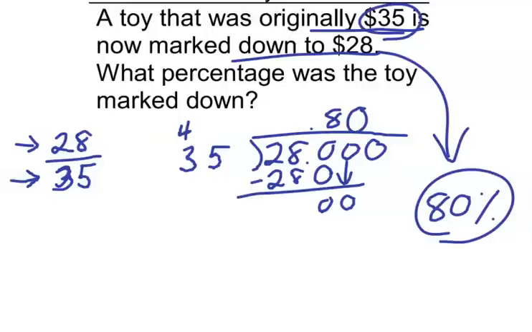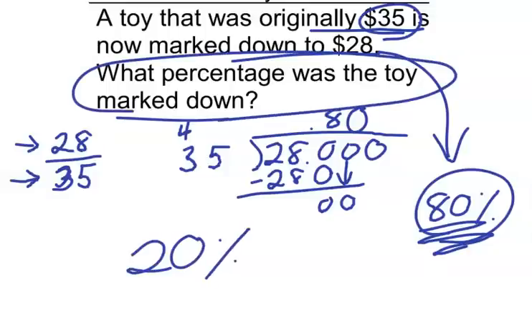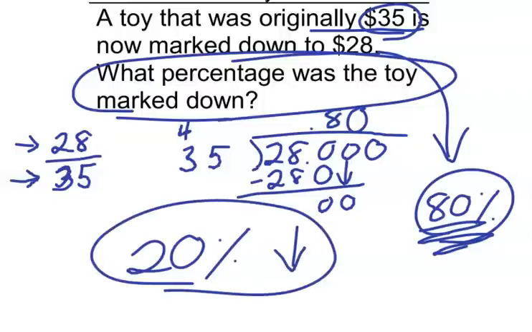And since $28 is 80% of the original cost, what was the discount? We know that we need to go to 100%. We paid 80% of it. So what percent was the toy marked down? It was a 20% markdown. So that's it. It was originally 35, now it's 28, a 20% markdown.